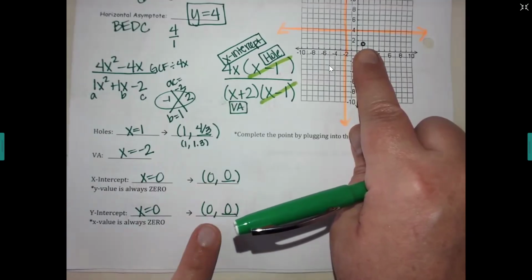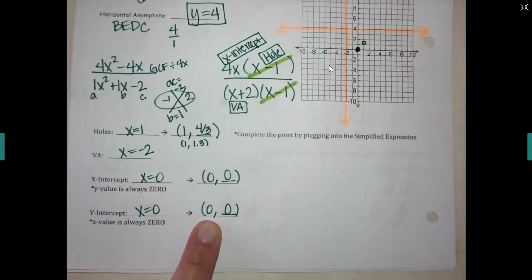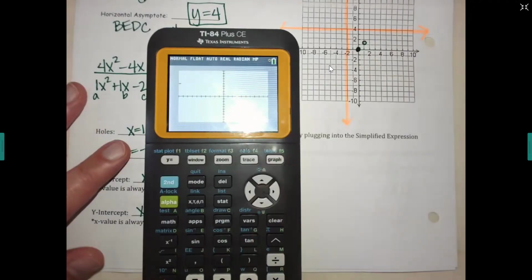My x and y intercepts are both 0, 0. So you're going to draw a dot at 0, 0. Okay, then remember what I told you about the asymptotes. Your graph should get really close to those corners. So if you want to look at the picture, you can.